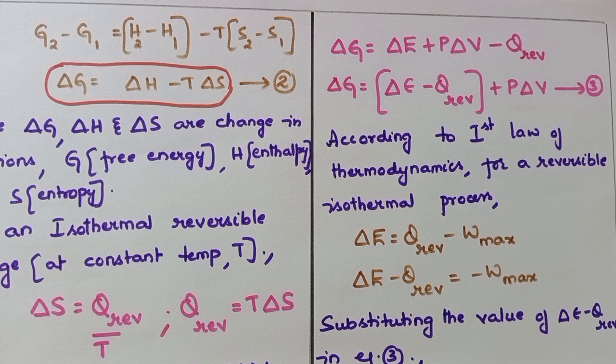Now, below write down. Delta G is equal to delta E minus Q reversible, put it in brackets, plus P delta V. Mark it as equation 3. Almost we are coming to the end of the answer, students.